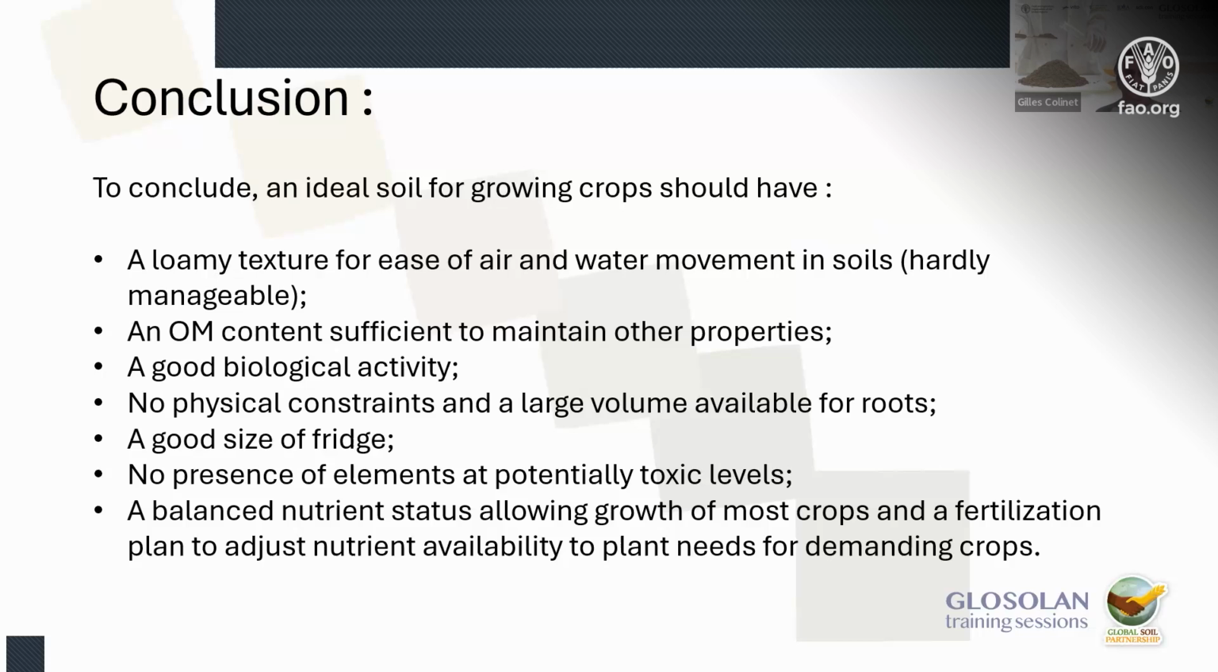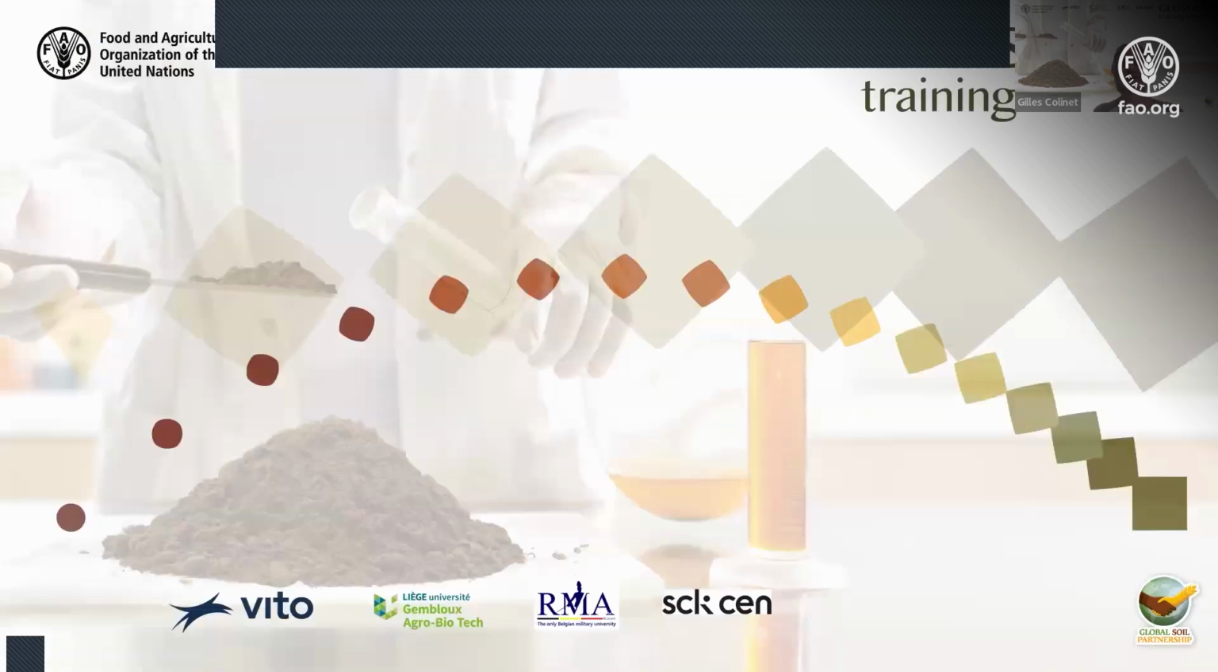And really what you can do is balance nutrient status, allowing growth of most crops, and a fertilization plan to adjust the nutrient availability to plant needs for demanding crops. So that's the main philosophy. You put the soils into good status, and if plants' requirements are high, you just complement that. Thank you for your attention.